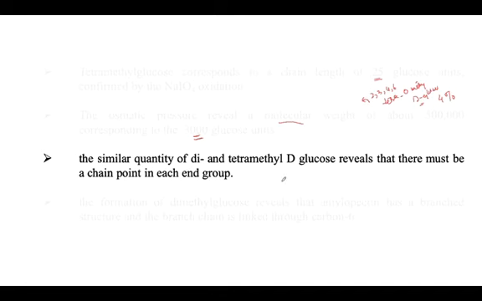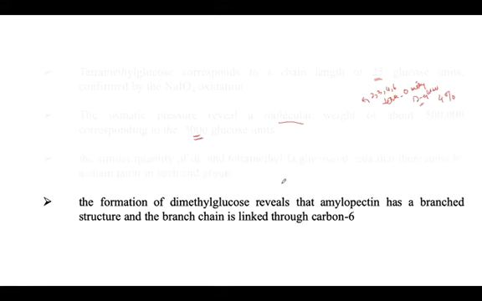That reveals that for a chain point in each end group, there is a chain point, and the formation of dimethyl glucose reveals that amylopectin has a branched structure, and the branch chain is linked through carbon 6, as I said in the previous slide, since we are getting only 2,3-di-O-methyl D-glucose.